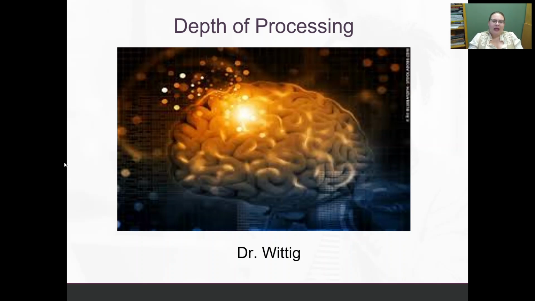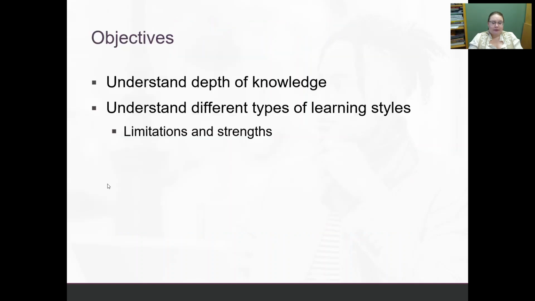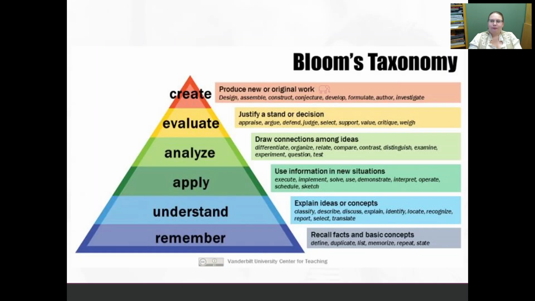So let's go ahead and talk about our objectives for today. Today's objectives are to understand the depth of knowledge and to understand different types of learning styles, both their strengths as well as their limitations. Before we get into learning anything new, I also want to review Bloom's taxonomy. The reason why we're going to do a brief review here is because we're going to compare and contrast it to Webb's depth of knowledge. So with that said, let's review Bloom's taxonomy, and then we're going to go into Webb's depth of knowledge, or DOK for short.